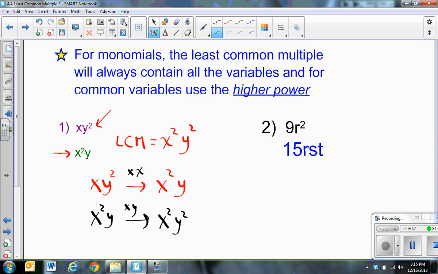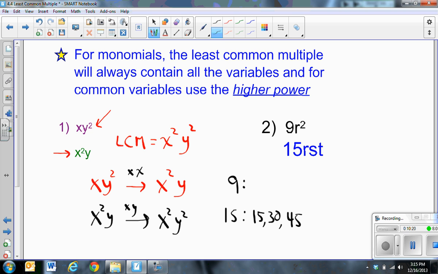Okay, let's just look at one more. We've got 9r squared and 15rst. Okay, so let's do the number part first. We've got 9 and 15, and we're looking for the least common multiple. So let's use the trick. Let's take 15, we'll multiply it by 1, that doesn't work, 9 doesn't go in. Multiply it by 2, we get 30. That doesn't work, 9 doesn't go in. 15 times 3 is 45, and look, we hit it, because 9 goes into 45 5 times.